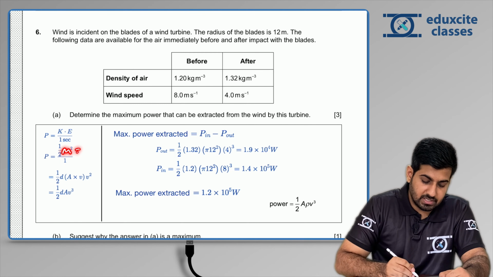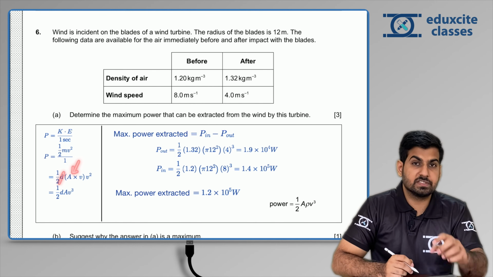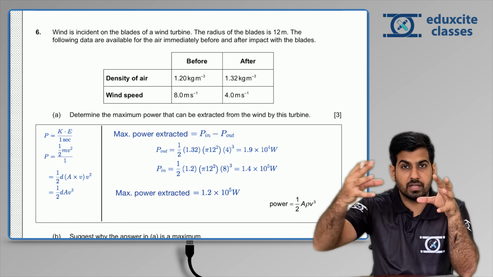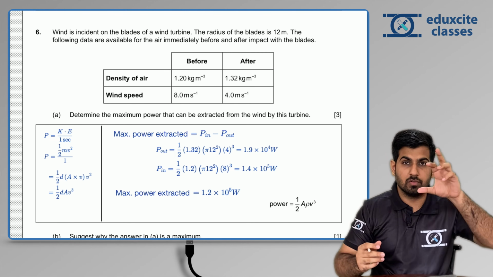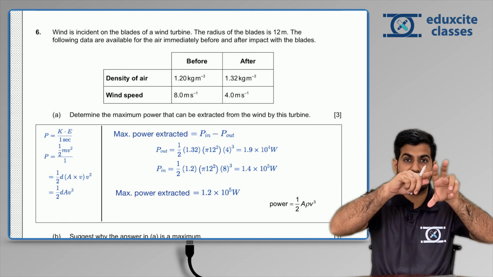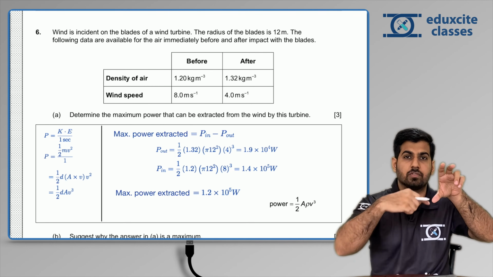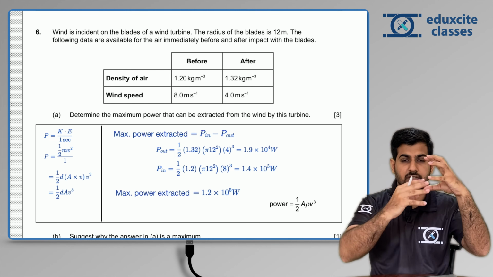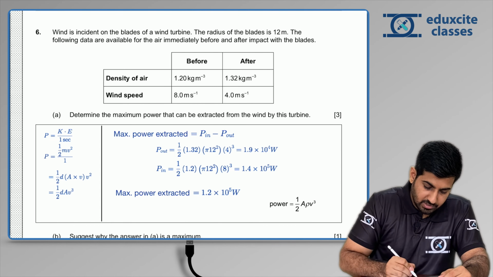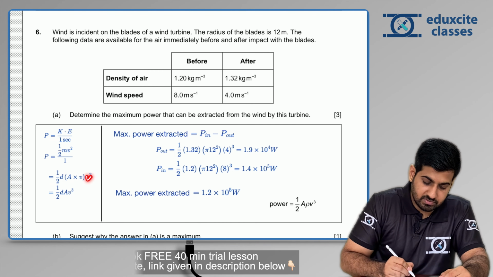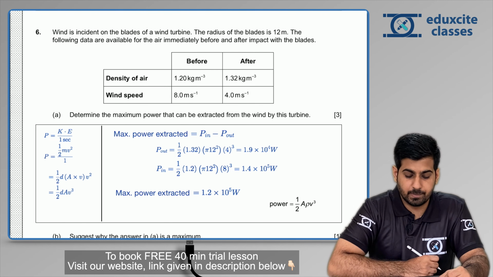Now mass can be written as density times volume. For 1 second, how much volume of air has been exerted on the blades? The volume will be area of cross section times velocity for 1 second, since velocity is meters per second. So area into velocity times velocity squared gives this formula, where D is the density of the air.